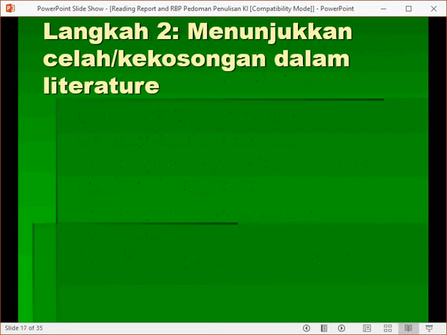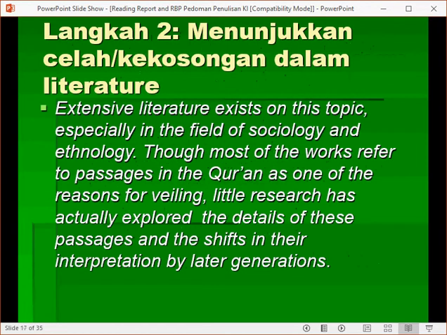And the second step is to show the gaps in the literature. For example, extensive literature exists on this topic, especially in the fields of sociology and ethnology. Most of the work referred to a passage in the Quran as one of the reasons, but the research has not actually explored the details of this passage and the shifts in its interpretation by later generations.